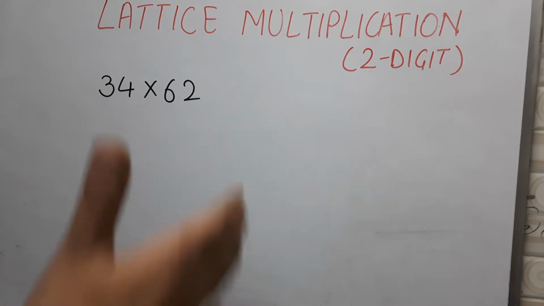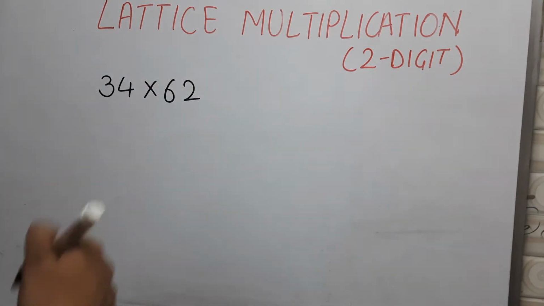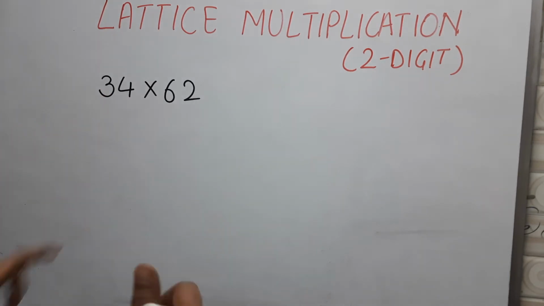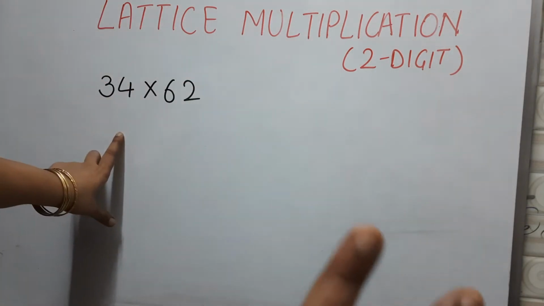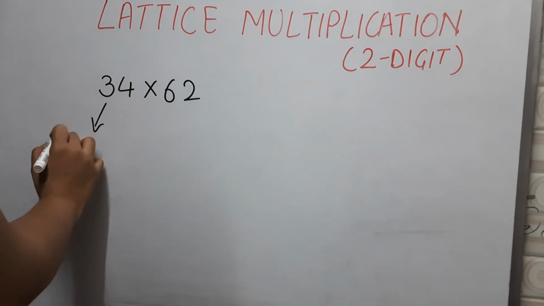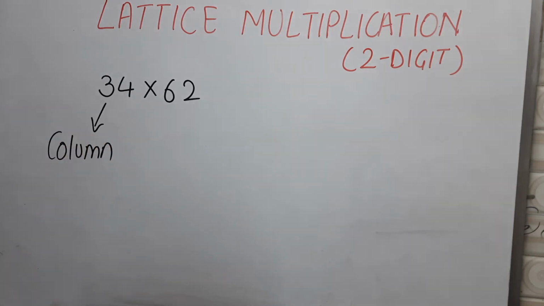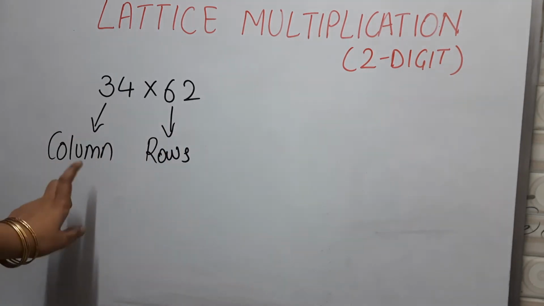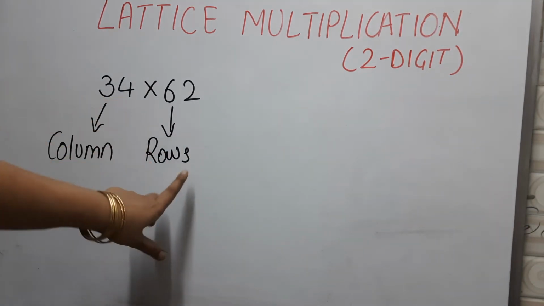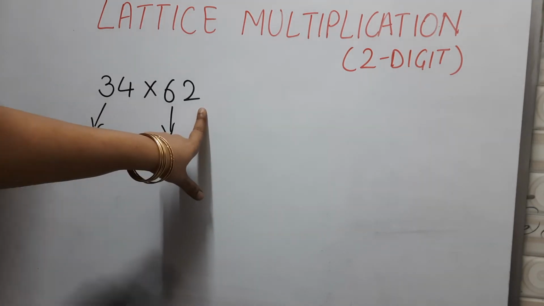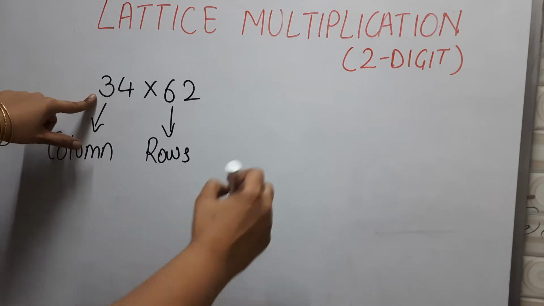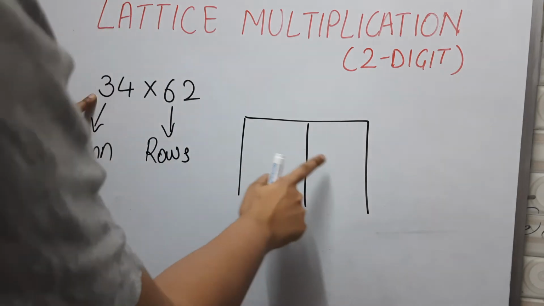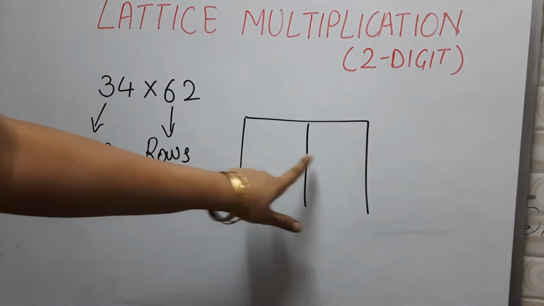Now let me explain to you how we make the columns and rows. Since I have a 2-digit multiplicand, my columns will be 2. Your multiplicand has columns and your multiplier has rows. So our columns are made according to our multiplicand and our rows are made according to our multiplier. Look here. Now I have a 2-digit multiplicand, so I have 2 columns.